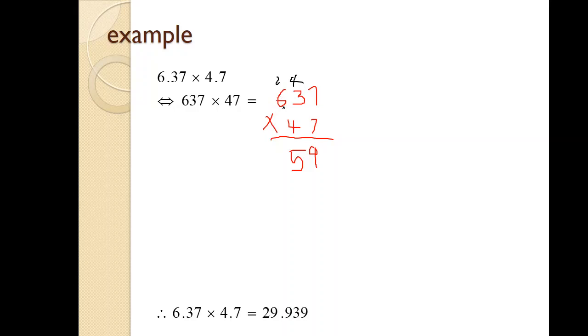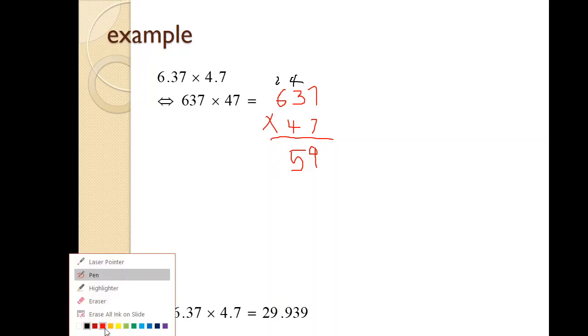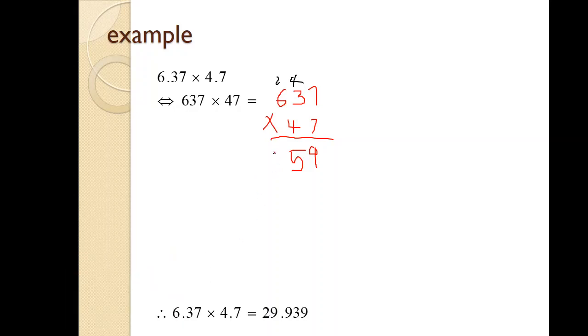Then lastly we say 6 multiplied by 7. If you multiply 6 by 7, you get 42. But remember, we have a 2 on top here, so you say 42 plus 2, you get 44. Okay, but this time you write the whole 44 here because there's no other digit. 6 was the last digit. Now we are done multiplying by 7.